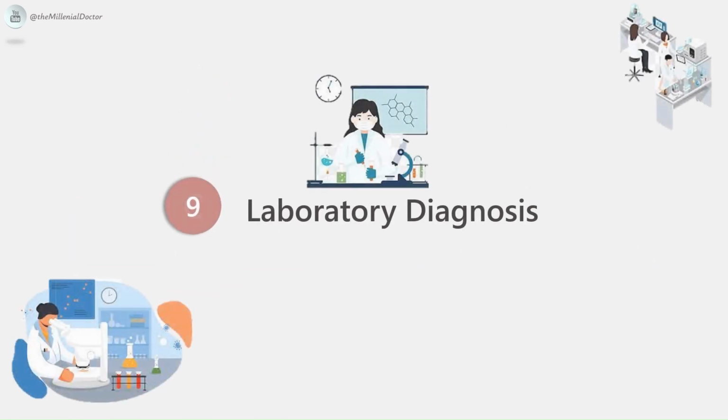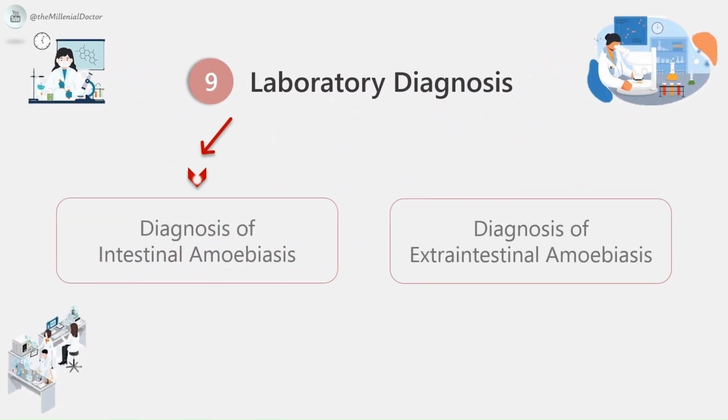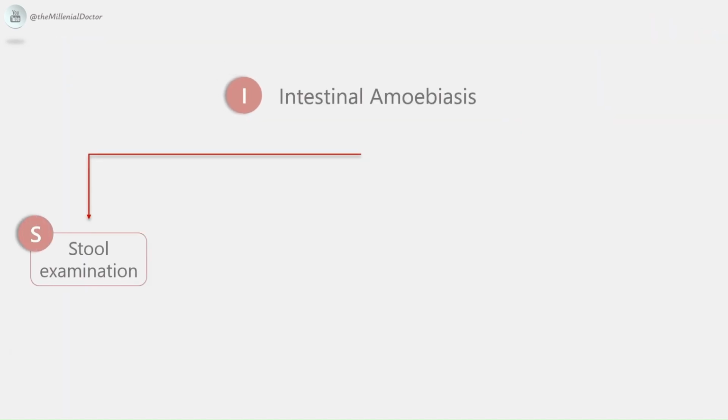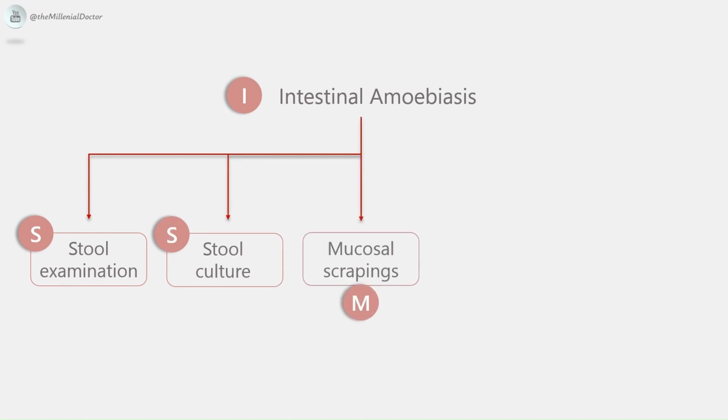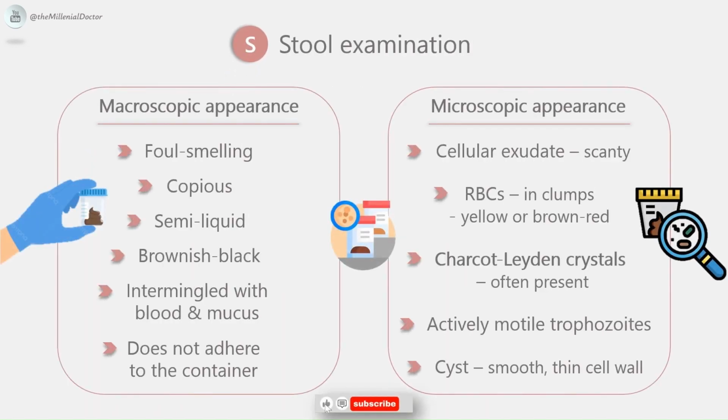Next is the laboratory diagnosis. The diagnosis is divided into: first, diagnosis of intestinal amoebiasis; second, diagnosis of extraintestinal amoebiasis. First, intestinal amoebiasis. It is diagnosed through stool examination, stool culture, mucosal scrapings, serodiagnosis and molecular diagnosis. First, stool examination. Stool examination is done macroscopically as well as microscopically. Microscopic study is done in a saline preparation.